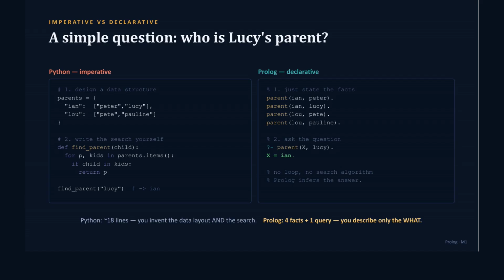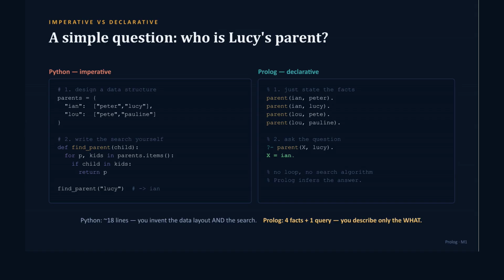Let's make that concrete with a simple question: who is Lucy's parent? On the left is how you would solve it in Python. You design a data structure to hold the relationships, then you write a function that loops through it, checking each entry until it finds a match. Around 18 lines, and you had to invent both the data layout and the search algorithm.